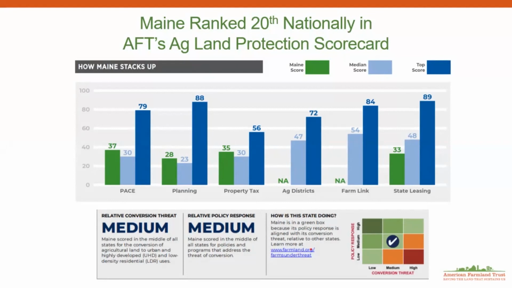From this, it's clear that you're doing a bit above median in purchase of ag conservation easements or development rights, state authority for land use planning, and property tax relief through your current use program. You don't have an ag districts program. You have a private farm link program, not a public one, so you don't get a score for that, but it doesn't matter. And you have some state leasing, which you could probably do a better job on. We don't expect anybody to have everything.